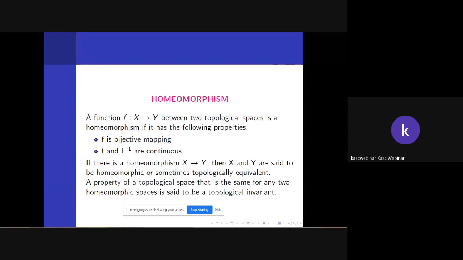Then f and f inverse should also be continuous. That is, f should also be continuous, and f inverse should also be continuous. If these three conditions hold, then there is a homeomorphism between two surfaces. So one surface is homeomorphic to the other surface. One topological space is homeomorphic to the other.